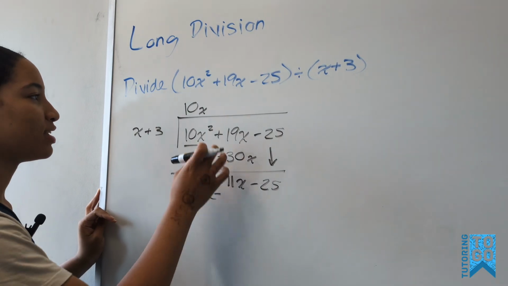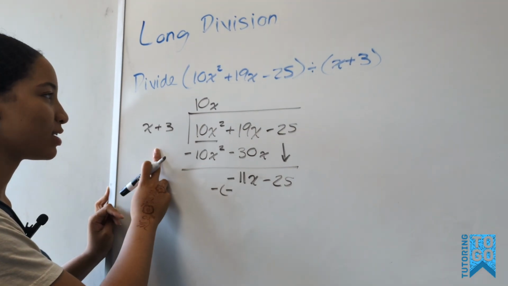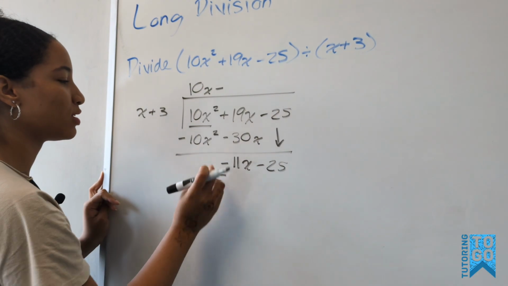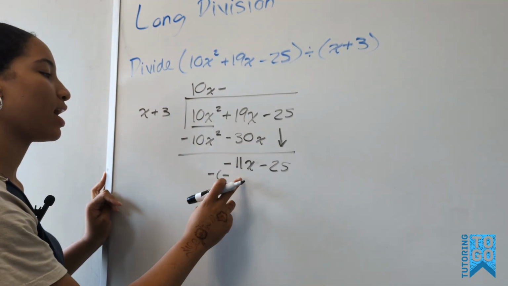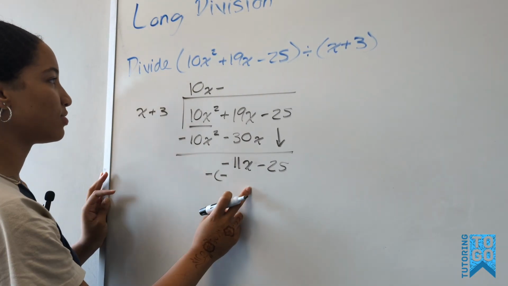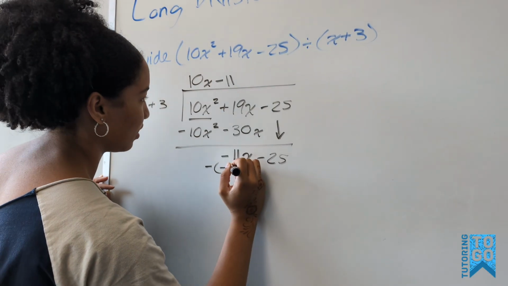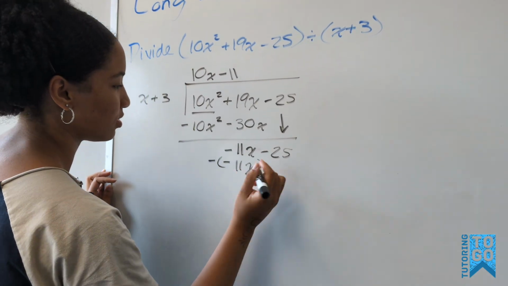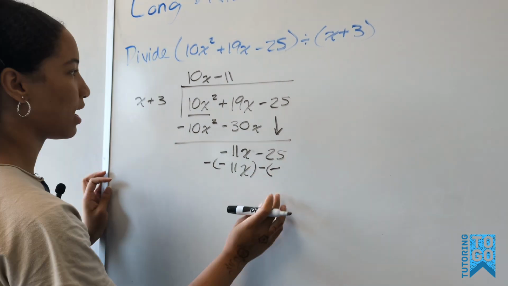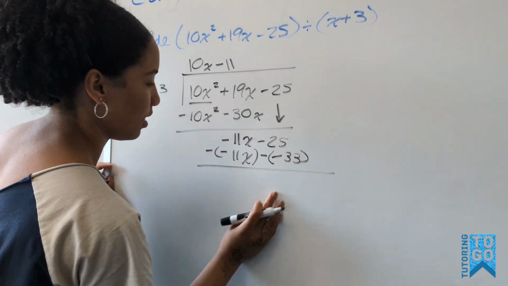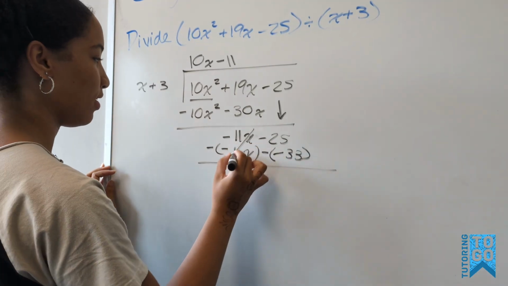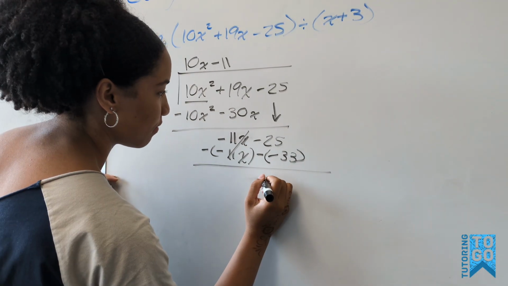So when you're trying to find the term to multiply by the x plus 3, you want to make it a negative term. So when you end up subtracting it, it actually is positive. So for this one, we're going to do negative 11. And so you subtract negative 11x. And then you also subtract negative 33. So then this cancels out and you're left with positive 8.